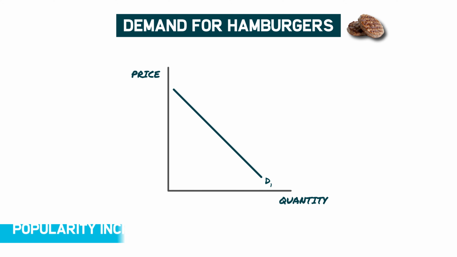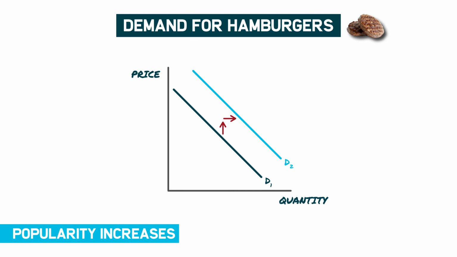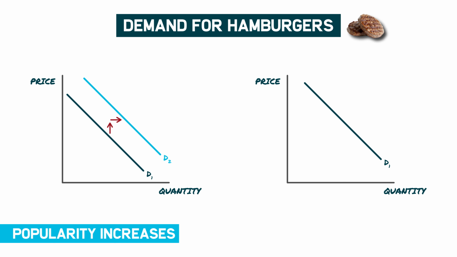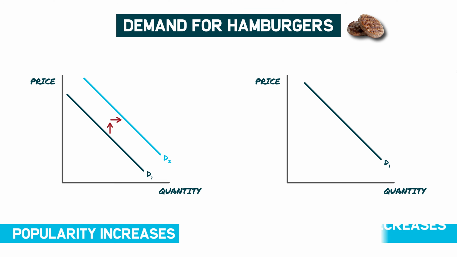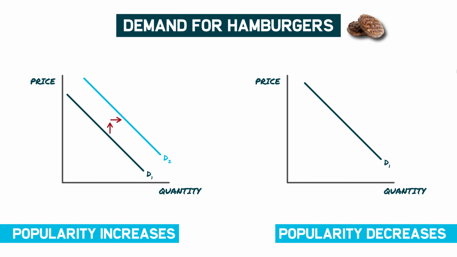Well, people would want to go out and buy and eat more hamburgers, and so the demand for hamburgers would increase. Alternatively, what if a controversy surfaced that questioned the ethics of hamburger production? People might then feel bad about buying hamburgers, and then they would buy fewer hamburgers, or maybe stop buying them altogether. The demand for hamburgers then would go down.